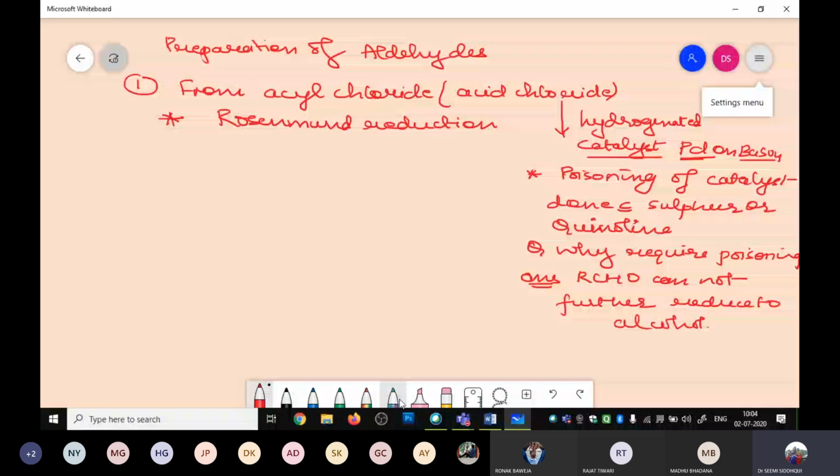So the important point which you need to keep in your mind is that you require catalyst poisoning here. Catalyst poisoning is done with the help of sulfur or quinoline. And why are you required to do the poisoning? So that the aldehyde which we have obtained by the hydrogenation of the acid chloride does not get further reduced to the alcohol. Okay.